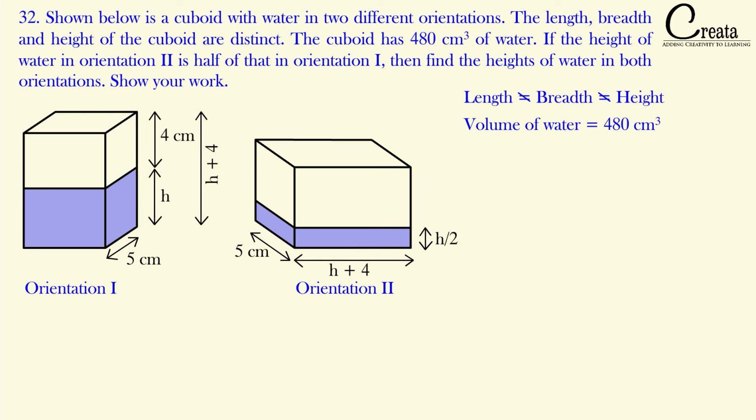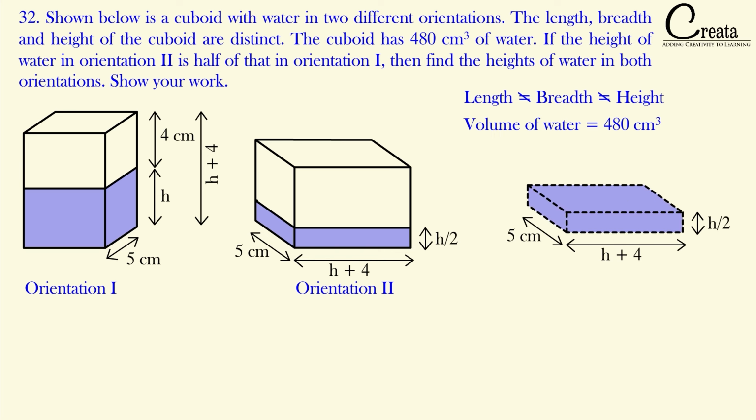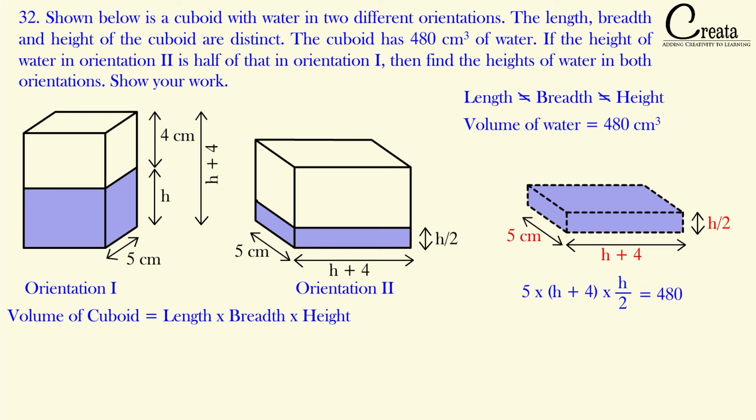The volume of the water is given as 480 cubic centimeter. So can we calculate the volume of the water in case 2? The volume of the water is in the form of a cuboid. And what is the formula for the volume of a cuboid? It is length into breadth into height, that is the product of three sides. The three sides of this volume of the water are 5 centimeter, h plus 4 centimeter and h by 2 centimeter. So we can write 5 into h plus 4 into h by 2 is equal to 480. That is the equation we got.